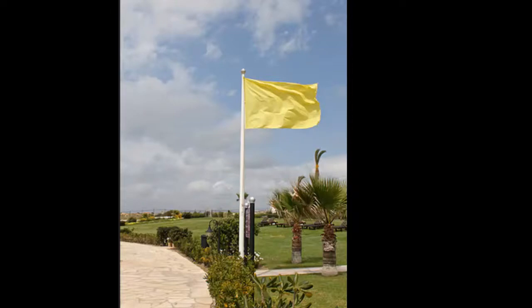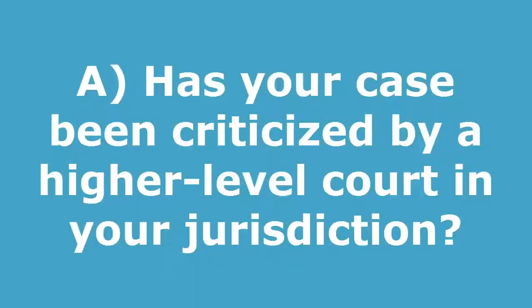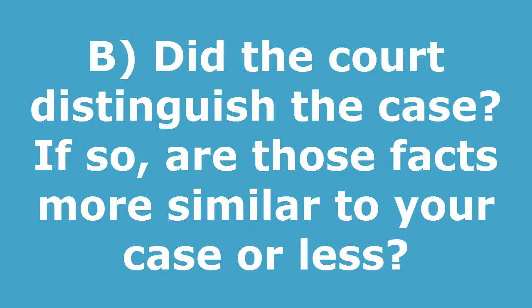But if there's a cautionary symbol, you'll also want to ask two questions. A, you're going to ask if the criticism comes from the higher court in your jurisdiction, in which case you probably shouldn't use the case that you want to use. And then B, you're also going to want to ask yourself if the court's commentary is about distinguishing the facts of the case, in which case you'll want to read both the case you want to use and the case that the court distinguished. So you'll look at both of those cases in that instance.